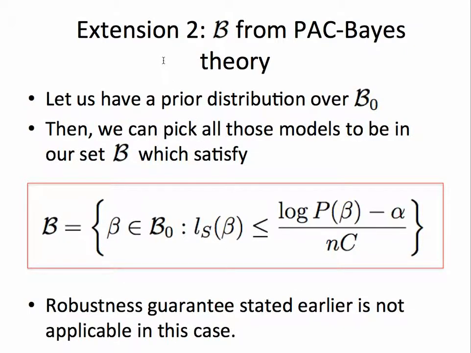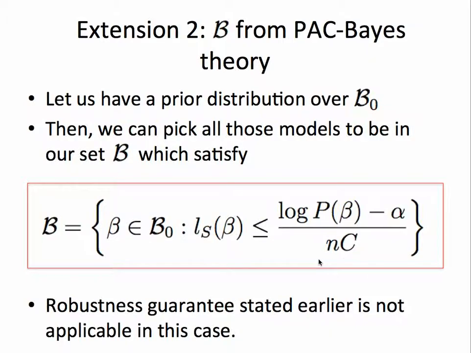The second extension is that we can also define the set of good models using PAC-Bayes theory. So let us have a prior distribution over our model class. Then we can pick all those models to be in our set of good models which satisfy a certain inequality. The inequality is that the normalized empirical error of the model should be upper bounded by the log of the probability value of that model minus some constant, divided by some other constants.